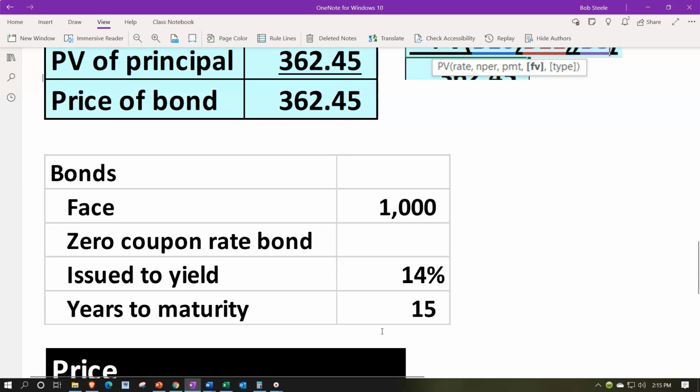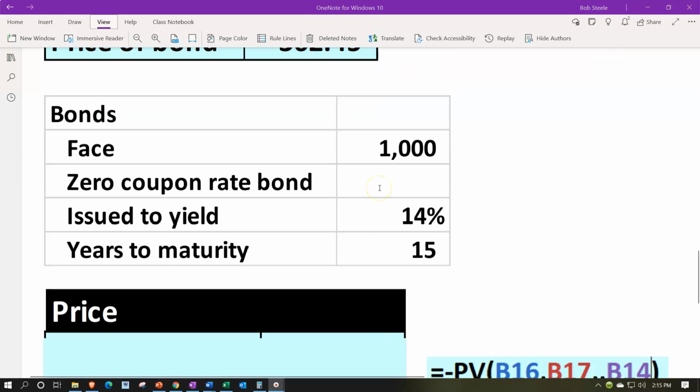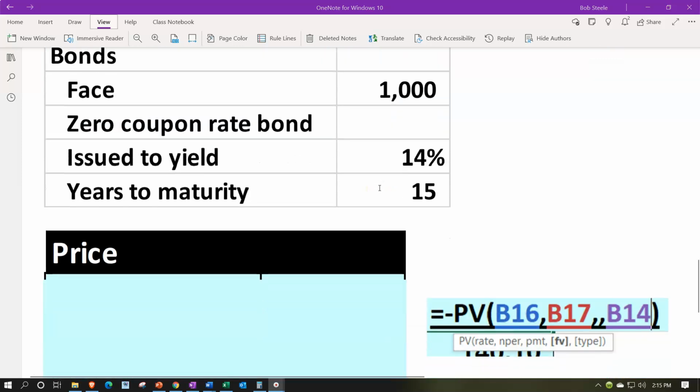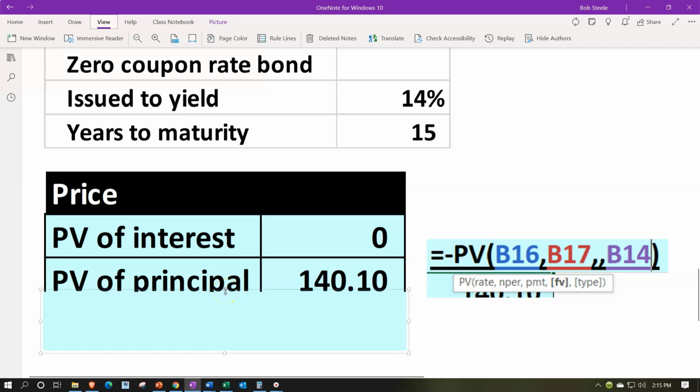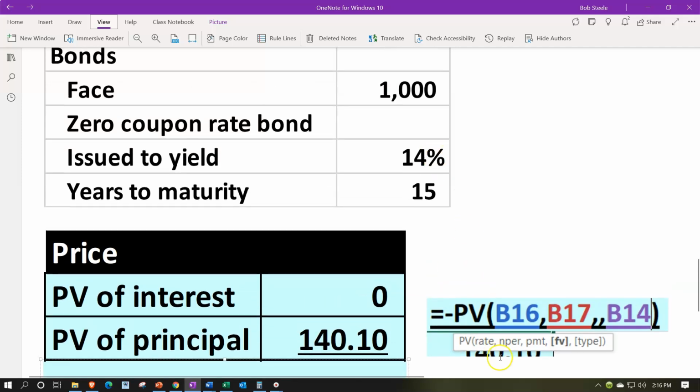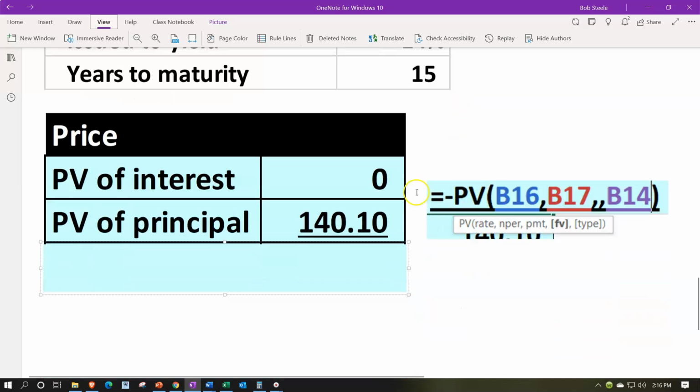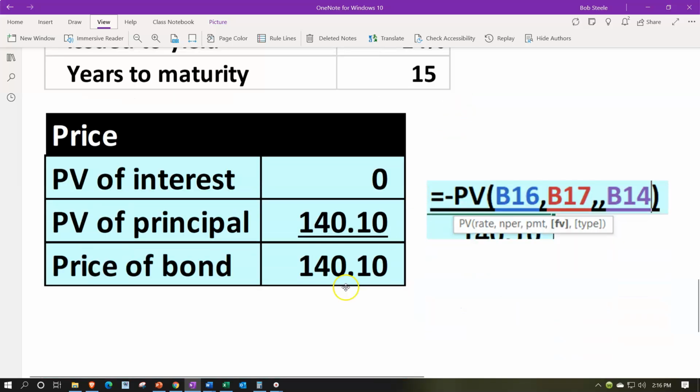Same calculation, this time at 14%. Once again, we'll be discounting that 1,000 back because there's no interest component to it. So the interest component is 0, there's no rate on the bond, it's a zero coupon rate bond. So the present value of the principal is calculated as the present value of the rate, 14%, comma, number of periods, which would be 15 in this case, comma, because it's not an annuity, present value of 1 at the 1,000, bringing it back to get to the value of 140.10, the 140 and 10 cents.